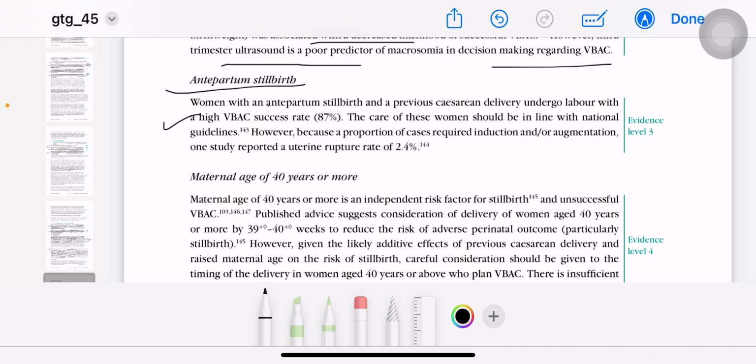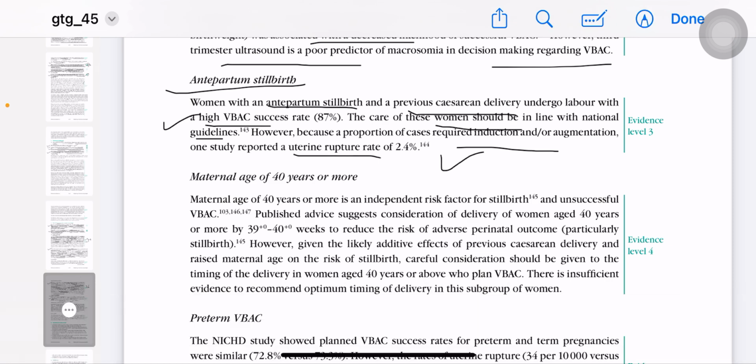Antepartum stillbirth. Women with antepartum stillbirth and previous cesarean section who undergo labor have a higher success rate of 87%. The care of these women should be in line with national guidelines, because the proportion of cases requiring induction or augmentation reported a rupture rate of 2.5%. So the patient has a previous cesarean and antepartum stillbirth and is in labor. In that case, the success rate is 85%.